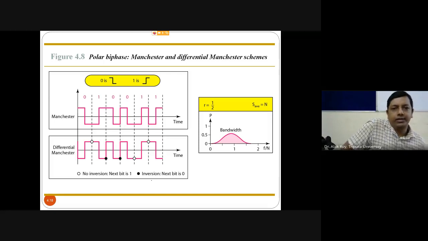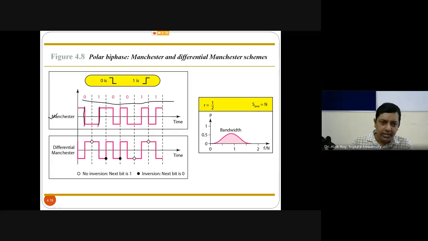Next, polar biphase. In polar biphase, there are two different techniques. One is Manchester and another is differential Manchester. You closely observe this, that in all cases there is a transition at the middle. See, for 0 they are using a transition at the middle. So whenever you get a bit stream in examinations like this, remember that for Manchester, draw a middle line because there is a transition at the middle. Okay, there is a transition at the middle for all bit streams.